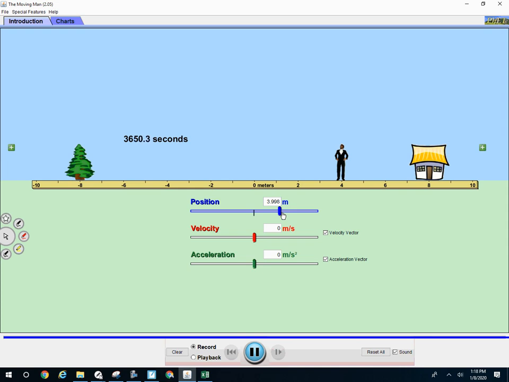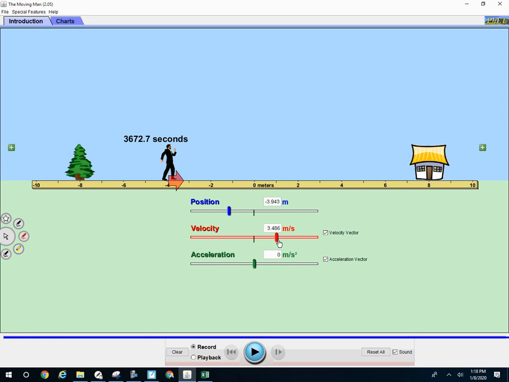Okay, so does that mean we will say when velocity is negative, I'm moving towards the origin? No, because if his position was negative and he's moving left, he's now moving away from the origin. So if his velocity is negative and his position is positive, you're moving towards the origin. But if he's over here, what does his velocity have to be? Positive.